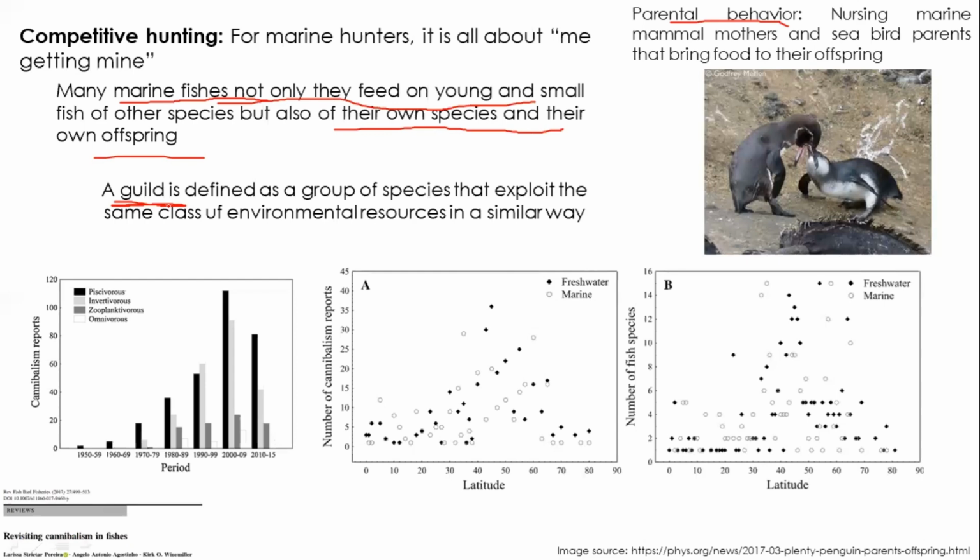So what we understood is that most of the marine organisms are competitive hunters. They care only about themselves. They do not feed their offspring, except the marine mammal mothers and the seabird parents, of which you can see one example here, a penguin feeding the younger ones, right? And then we also saw that not only do they feed on other fishes' young and the small fishes, but they also feed on their own species and their own offspring as well. Okay, so that is competitive hunting.